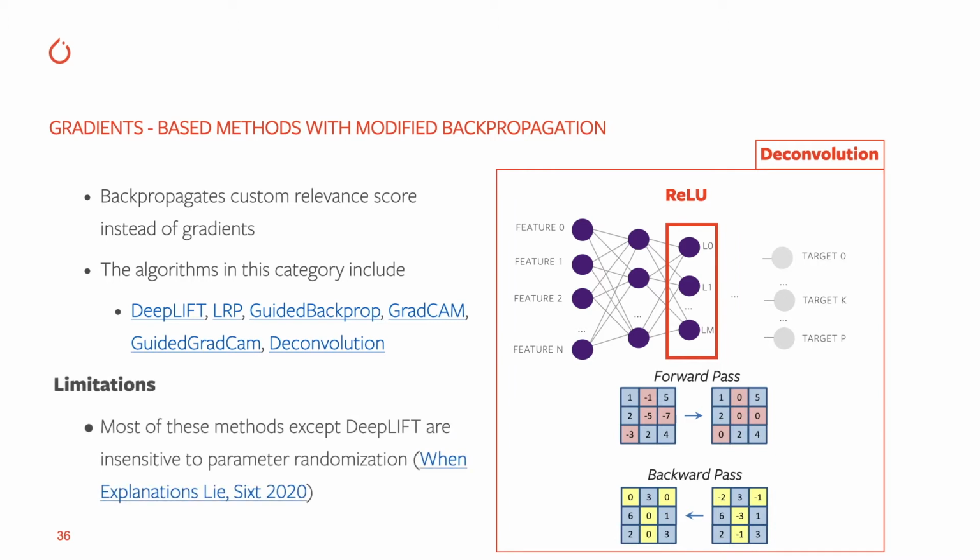Some of the limitations of gradient-based methods that modify the gradients during backpropagation are proven to be insensitive to model parameter randomization, except DeepLIFT algorithms. This means that the methods do not necessarily provide faithful explanations, and even if we randomize all weights in our network, their explanation will not change. I linked the paper that discusses the proof for this on this slide.